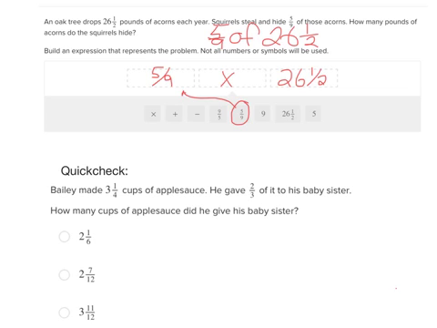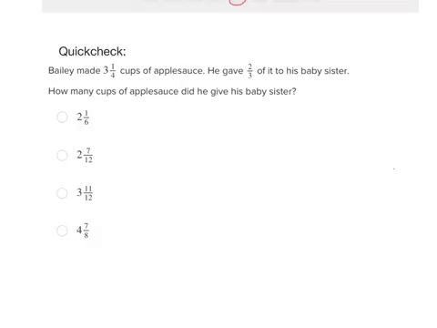It's your turn now. Do the quick check. Make sure you show your work. Don't just choose the correct answer. Make sure you show your work. See you soon.